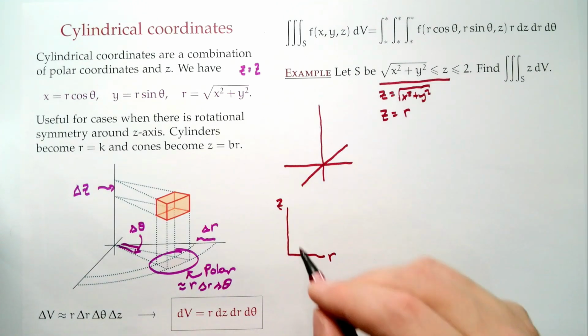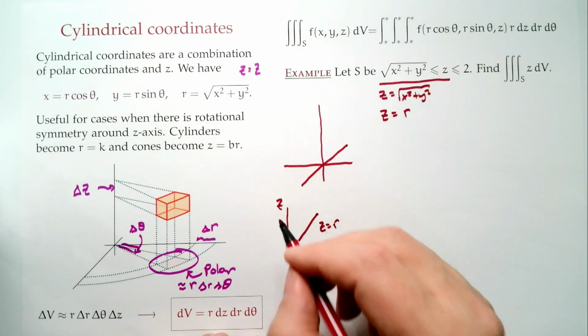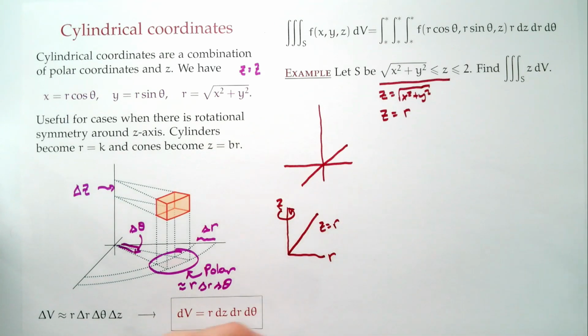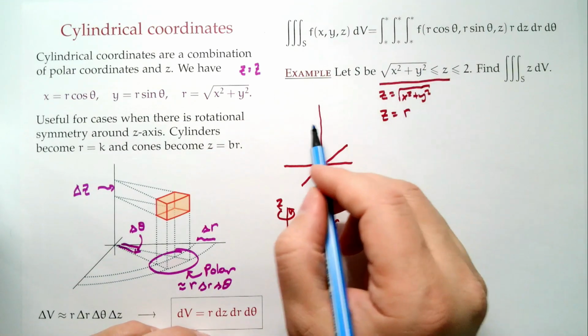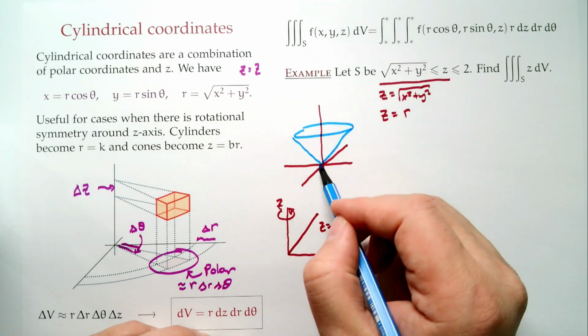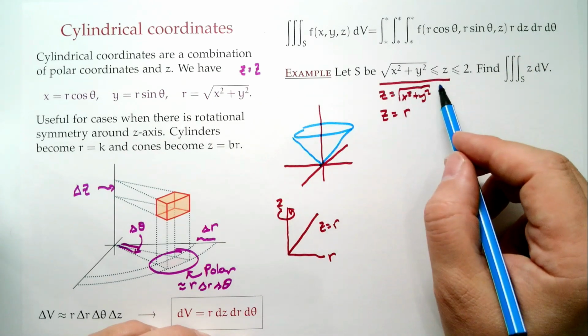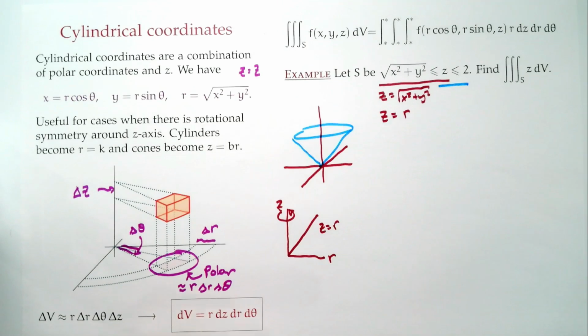It looks like a line. So you graph the line z equals r. So here's the line z equals r. And then what you do is you now spin it, because you have the symmetry about the z-axis. So if you spin that line, what do you see? You see a cone. So this z part becomes a cone. So we have a cone here. Now, we don't have the cone going up forever. We're going to stop. Where do we stop?